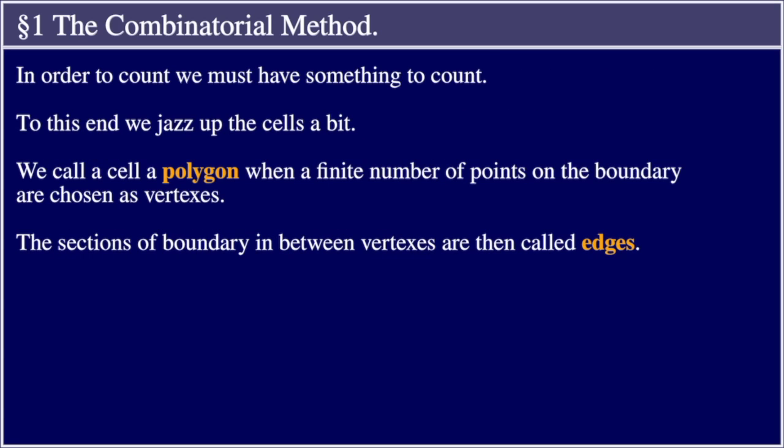In order to count, we must have something to count. To this end, we jazz up cells a bit. We call a cell a polygon when a finite number of points on the boundary are chosen as vertices. The sections of boundary in between the vertices are then called edges.